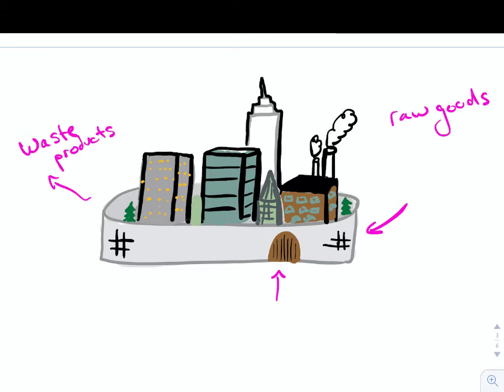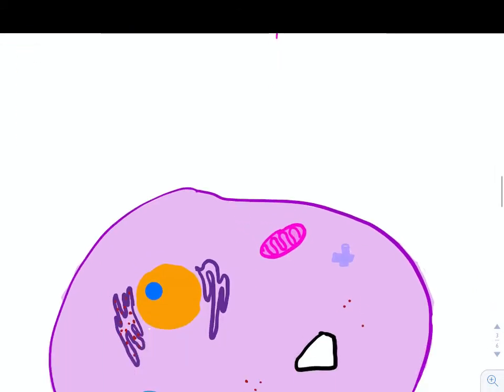But otherwise, the cell is fairly self-functioning. The city is self-functioning. It has different industries, and that's how cells work as well. They have all of the functions that require them to sustain life, including power plants or manufacturing centers or whatever. And so let's start looking at the cell and start identifying the organelles that do different jobs.